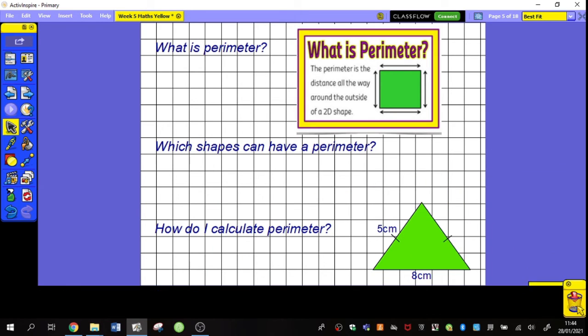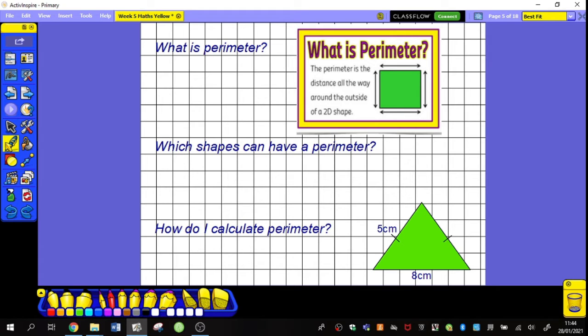So how do I calculate perimeter then? Well, calculating perimeter, all I'm doing is adding up the distance of all of the sides. Now today we're going to be looking at regular shapes to start with. So first of all, the first thing I need to notice is that on my shape I have these little lines. Now if there is a side to your shape that has a line on it, then that tells me that those two sides are the same length.